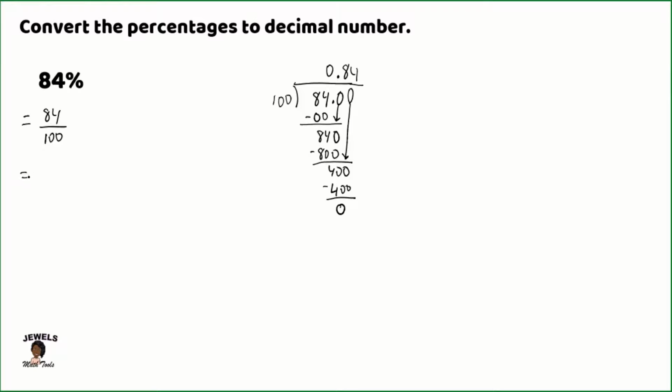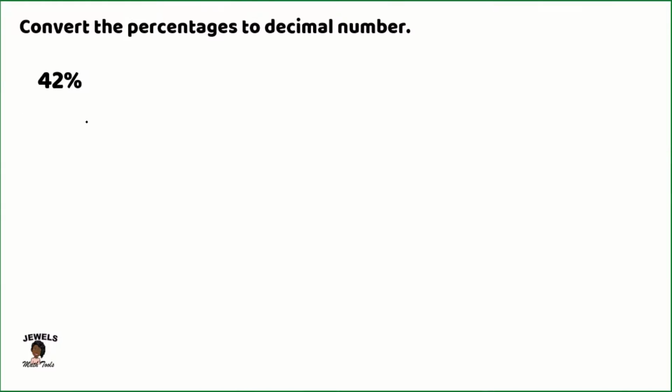So we found that when we convert 84% into a decimal number, it's equal to 0.84. Okay, so we're going to begin by changing our 42% into its fractional form, which is 42/100ths. And again, I'm going to begin by dividing my 100 into my number 42.